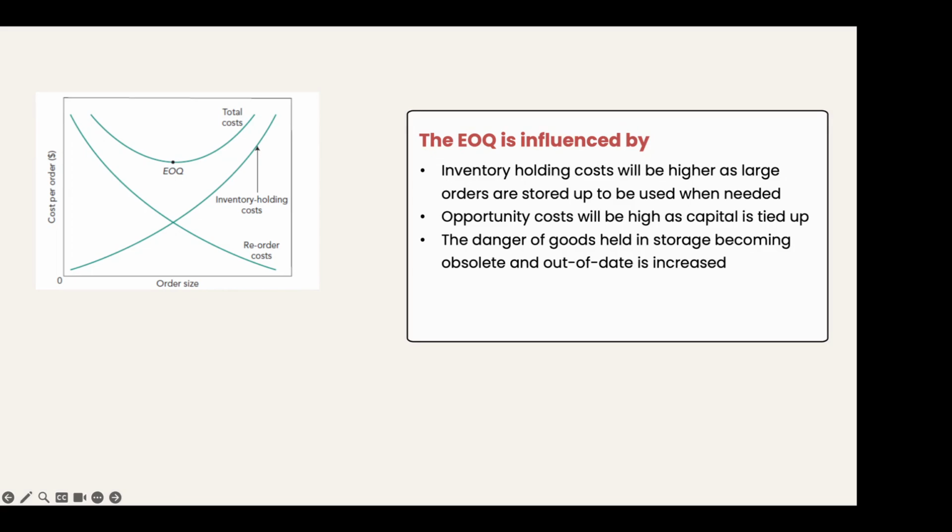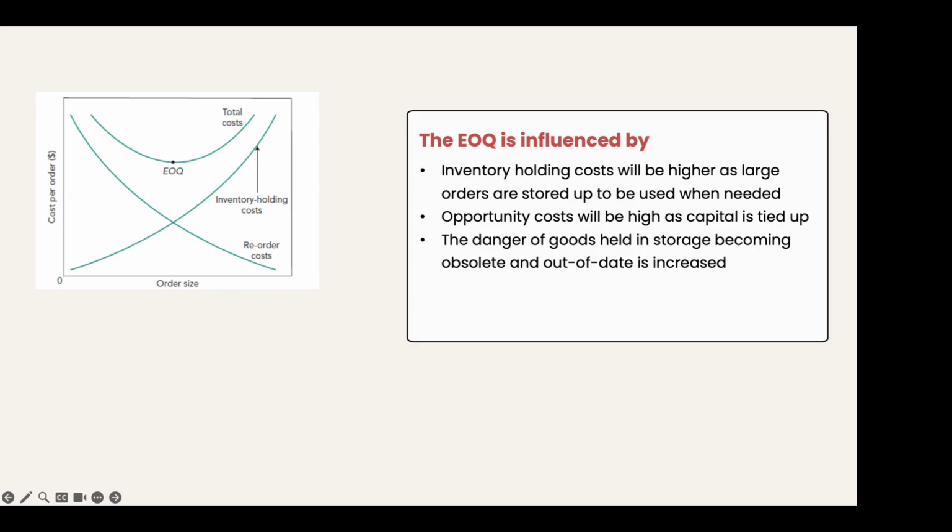So the more you order, the bigger the size of the order, the smaller the reorder cost becomes. So the intersection here, or the total cost of inventory holding and reorder cost, gives us the economic order quantity, or basically the right order size at the right price, where the order quantity is basically optimum, all right?